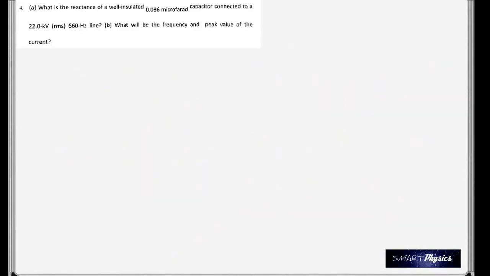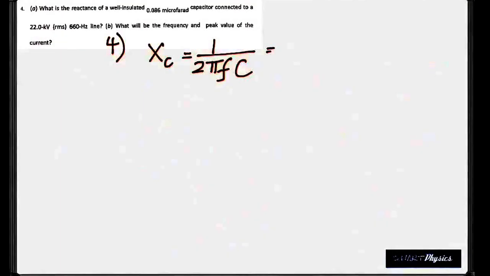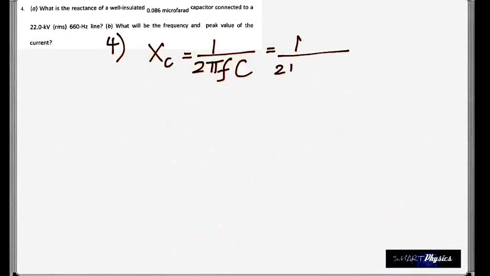What is the reactance of a well-insulated 0.086 microfarad capacitor connected to a 22 kilovolt, that's the RMS voltage, 660 hertz line? And what will be the frequency and peak value of the current? Capacitive reactance, XC, is given by 1 by 2 pi FC. Frequency given, capacitance given.